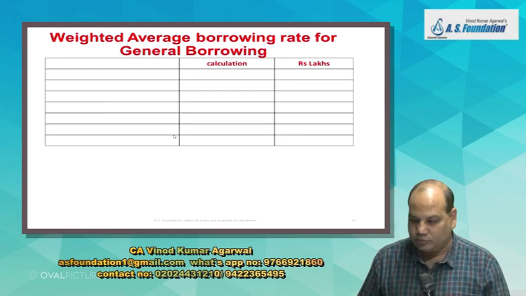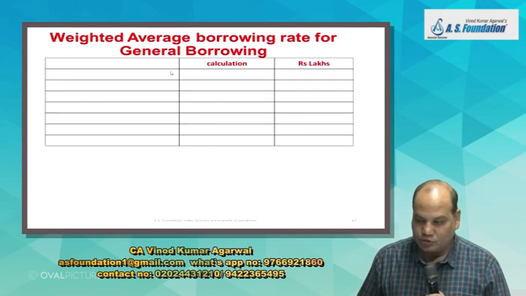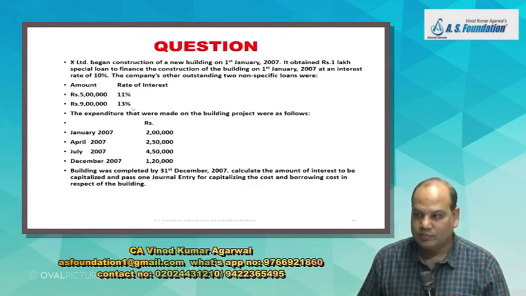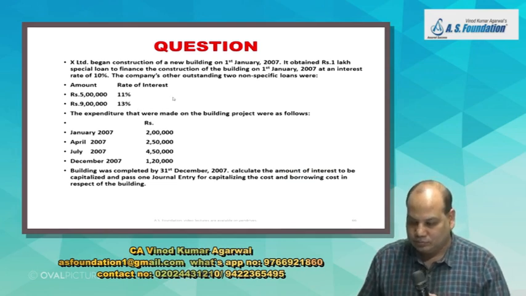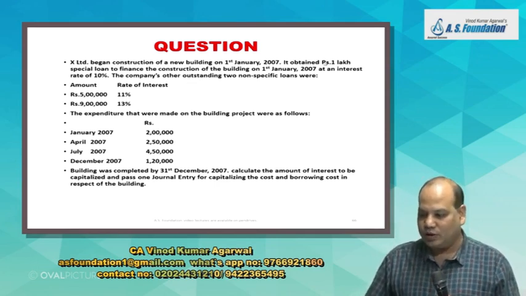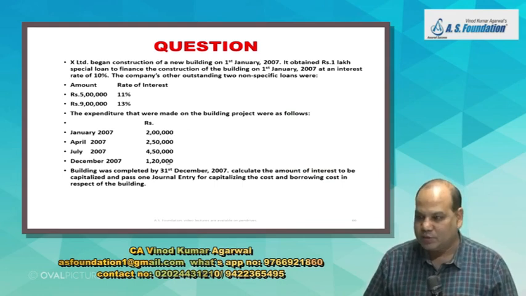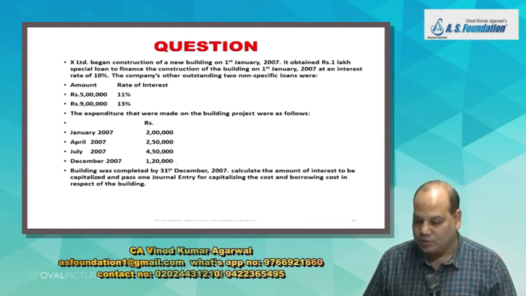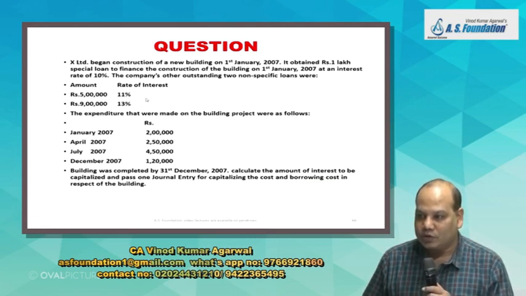So what we will do, first we will calculate the weighted average borrowing rate for general borrowing. There are two general borrowings, 5 lakh at 11% and 9 lakh at 13%, because the entire amount is not financed out of the special loan. The special loan is only 1 lakh, but you have incurred more expenditure. So some portion of it is financed out of general loans also. But general loans are two, so you have to first find out the weighted average borrowing rate.